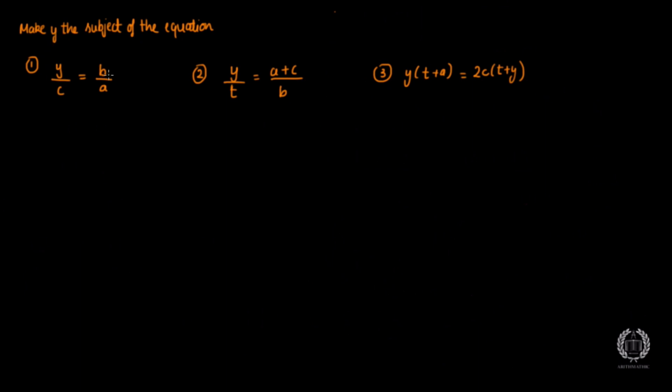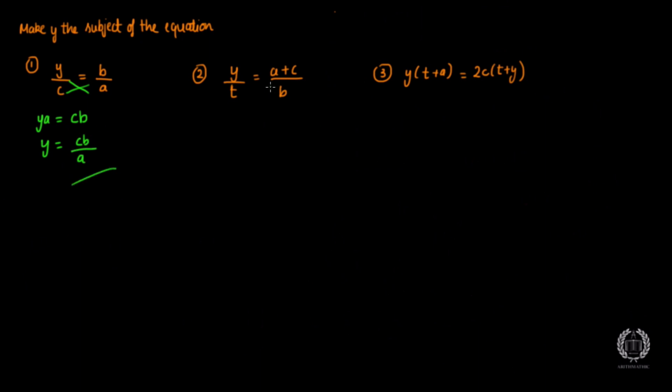So in these questions, we have 3 questions, and we want to make y the subject of each of these equations. So the first one, what we can do straight away is cross multiply. So we have ya is equals to, if we cross multiply c and b, cb or bc. Because we want to make y the subject, keep cb here and then bring a to the other side, which is over a. Okay, quite simple there. That's the answer for the first one.